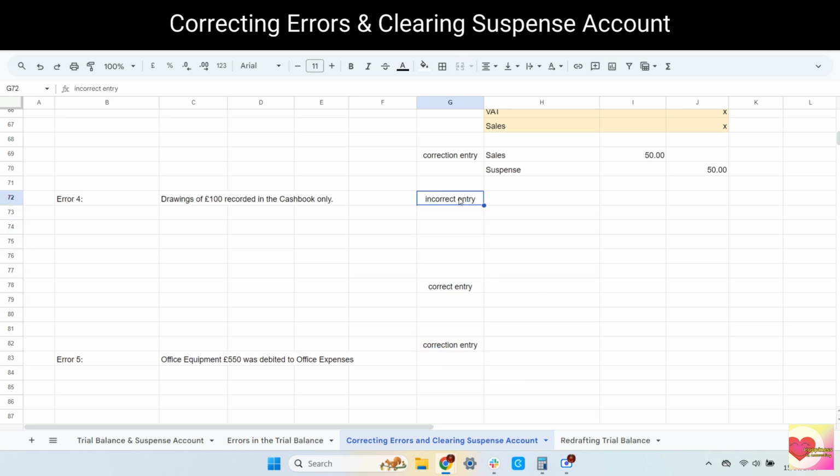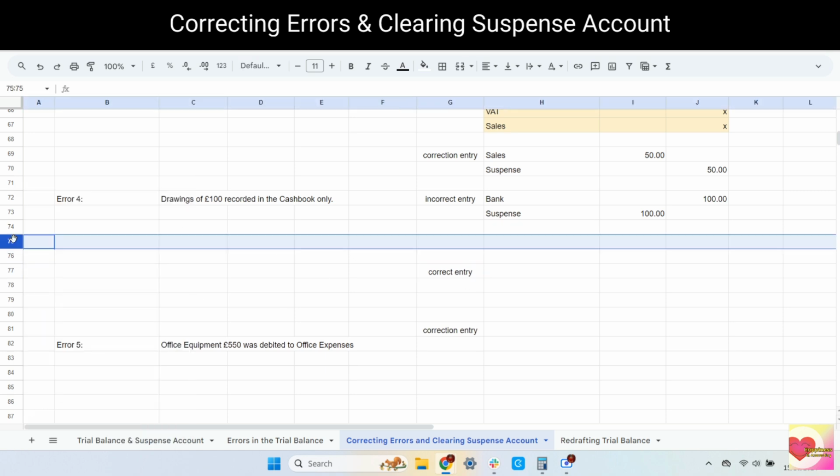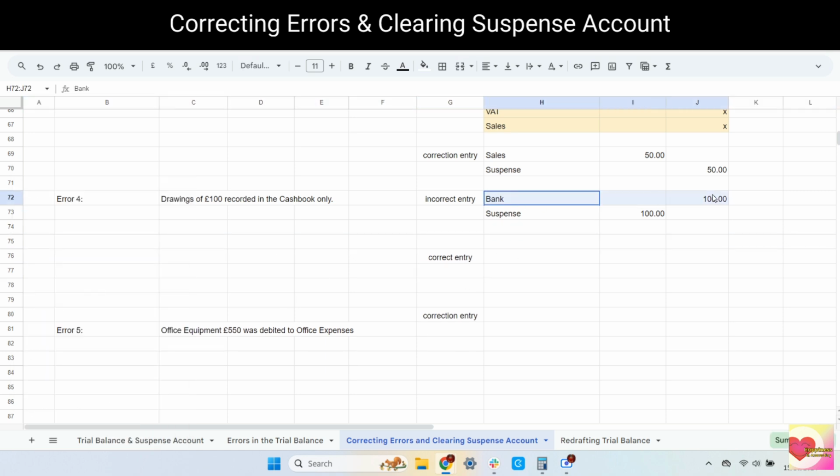It says here that 100 was recorded in the cash book only, therefore it was recorded in the bank. So let's put 100 in credit. And that's the only entry, and we can see that the double entry is not equal. So the suspense account was automatically inserted to make it equal. Next, let's identify the correct entry. The correct entry here should be the bank 100 in credit and drawings 100 in debit.